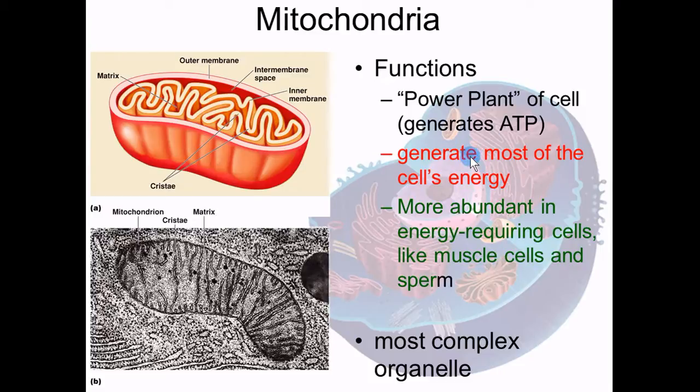Right? It generates most of the cell's energy. It's the primary form that the cell makes energy in the human body. Right? And of course, anywhere that you find a cell that needs a lot of energy, like a sperm that has to swim for potentially 3 days to find an egg, it needs lots of mitochondria. Your brain requires lots of energy, lots of mitochondria. Your muscle cells require a lot of force and energy, mitochondria.